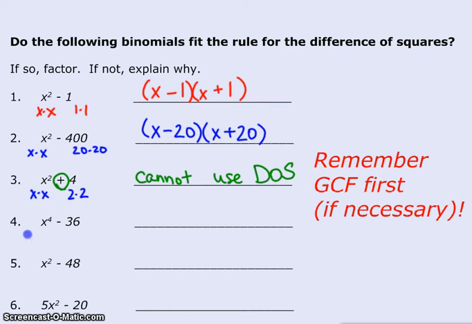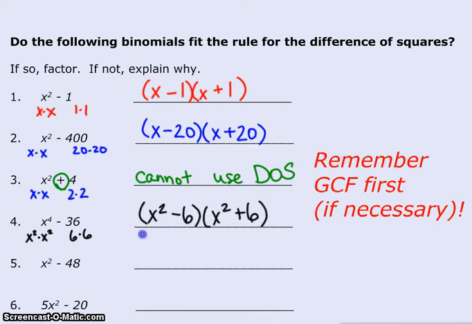Alright, our next one, x to the 4th is x squared times x squared, or x to the 2nd times x to the 2nd. 36 is 6 times 6, so they are perfect squares. They are being subtracted, so it'll be x squared minus 6, x squared plus 6.